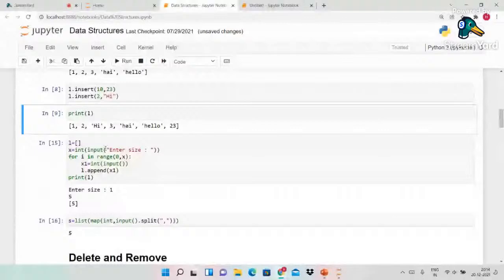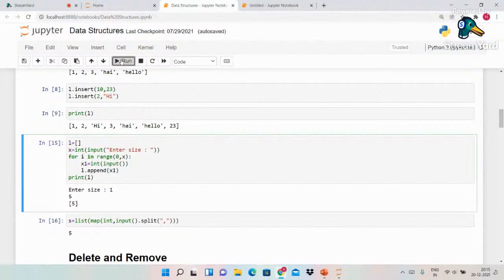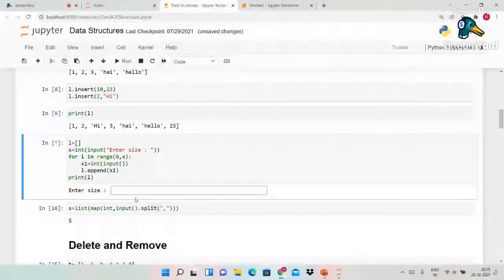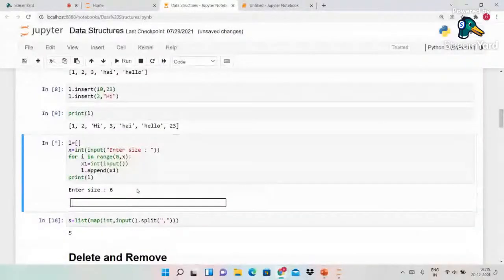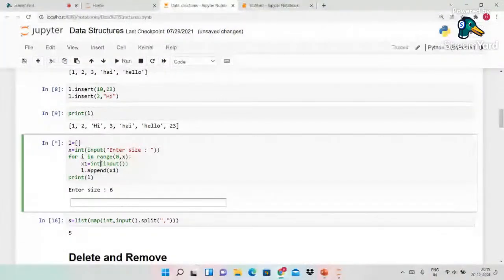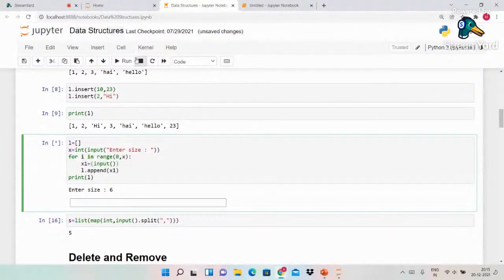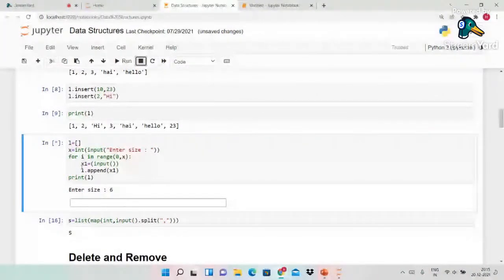Now x is equal to int input enter size. So what am I doing? Now I want some n number of elements as input, so I'm taking it from the user. Let me run this. Now I want 6 values. Now I can write 6 different inputs. Here I'm taking multiple values as input at runtime. I'm interrupting the kernel. This is how you interrupt the kernel. You can interrupt it anytime.